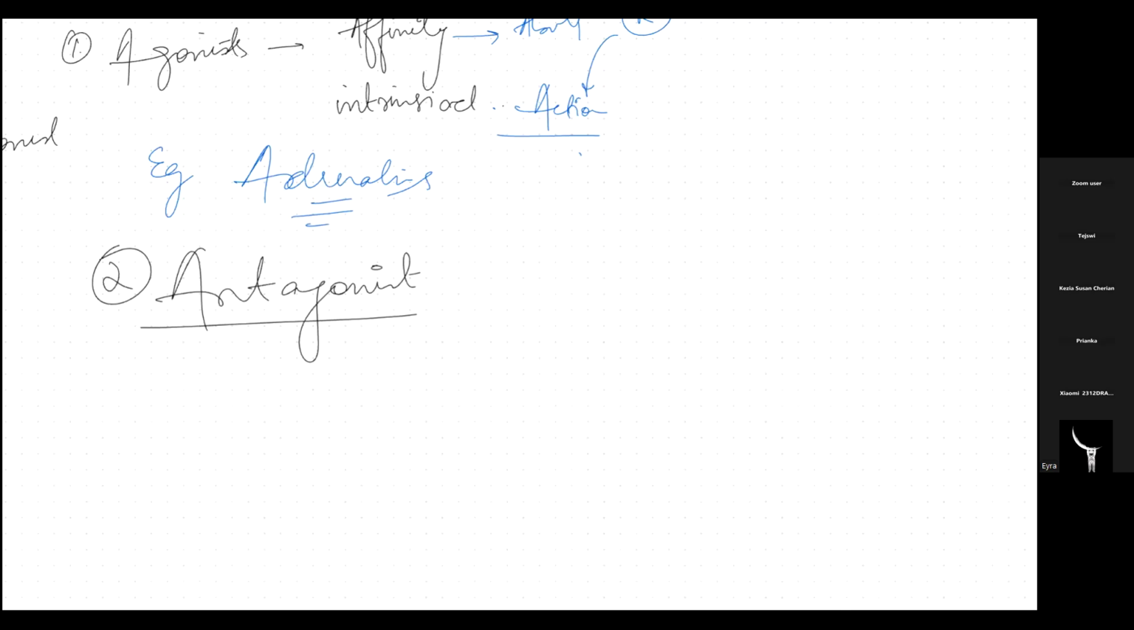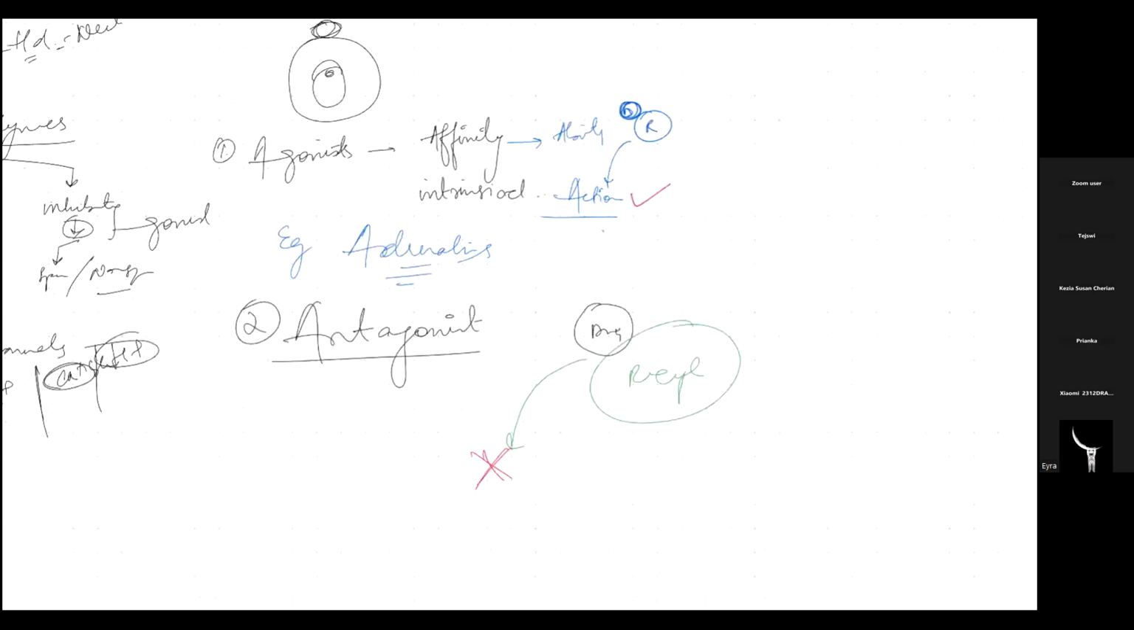It means that, let's suppose this is the drug and this is the receptor. It will bind to it, but there won't be action. Here action was there, here action won't be there. That is an antagonist. I hope that is clear.